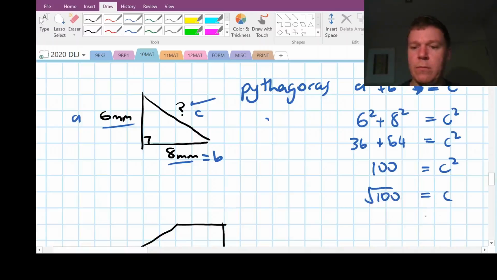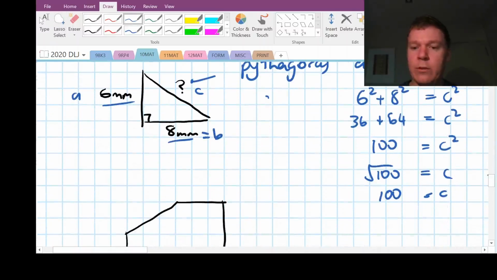So c equals 100. No, wait. What are you talking about, Mr. Dylan? Not 100. 10. 10, and we're working in millimeters, so 10 millimeters. But that's not the perimeter. The perimeter is adding 8 millimeters and 6 millimeters as well to get all the way around that triangle. So that's going to be 24.